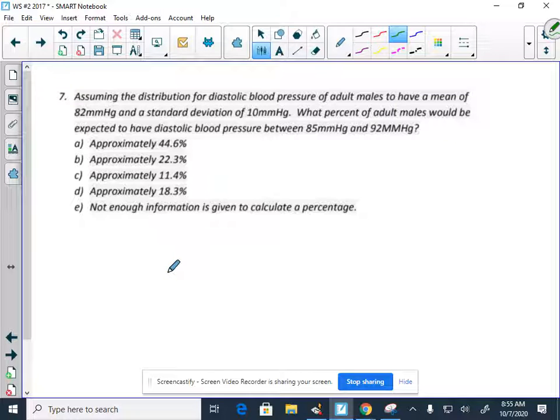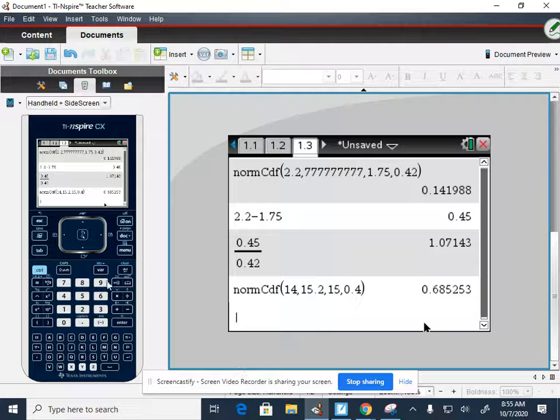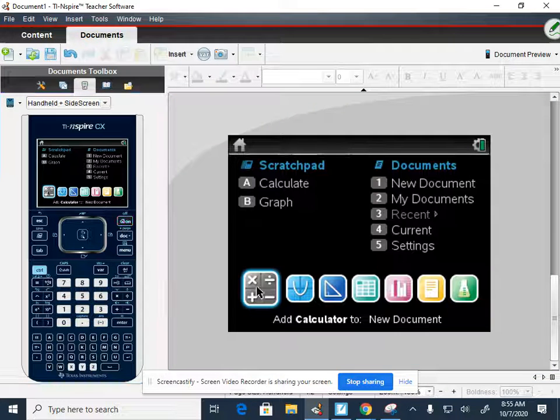Assuming the distribution has a mean of 82 and a standard deviation of 10, what percent would be between 85 and 92? This is just like the other one. We're just looking for a simple percent. So you've got a lower bound of 85 and an upper bound of 92. So let's just grab the calculator, let the calculator do the quick work.